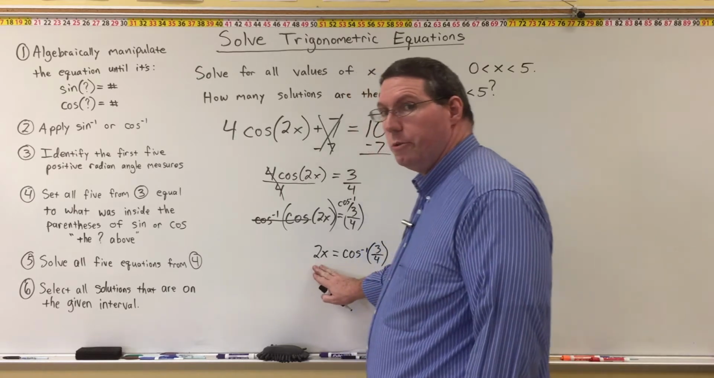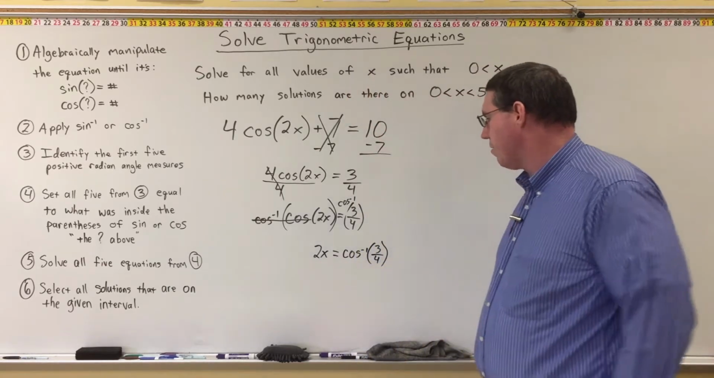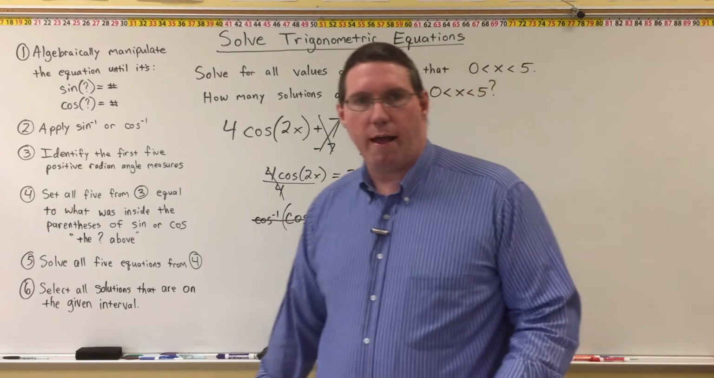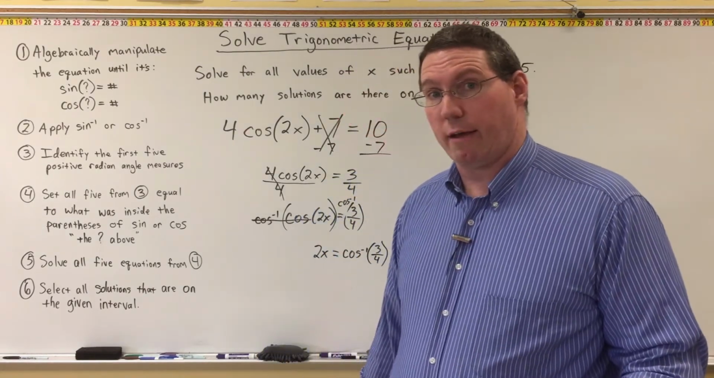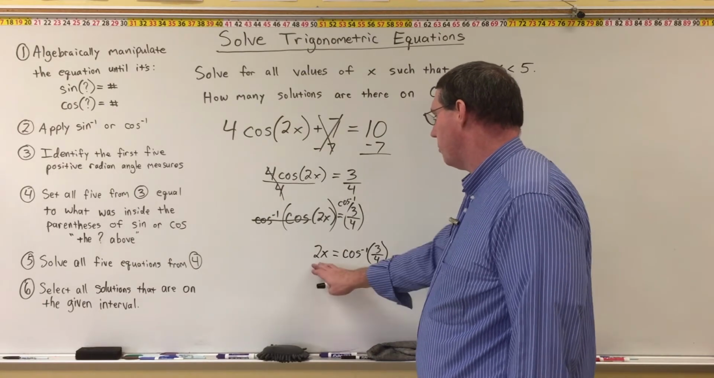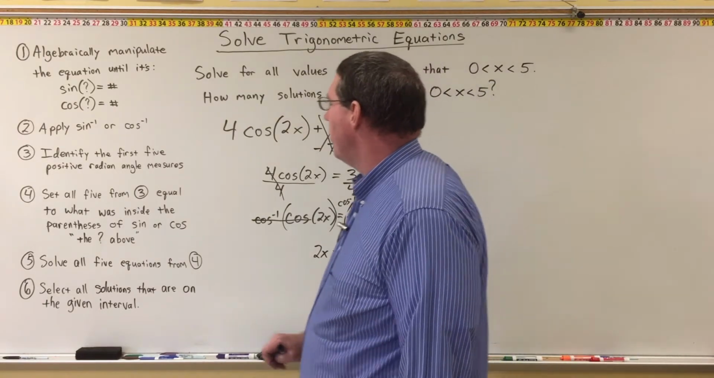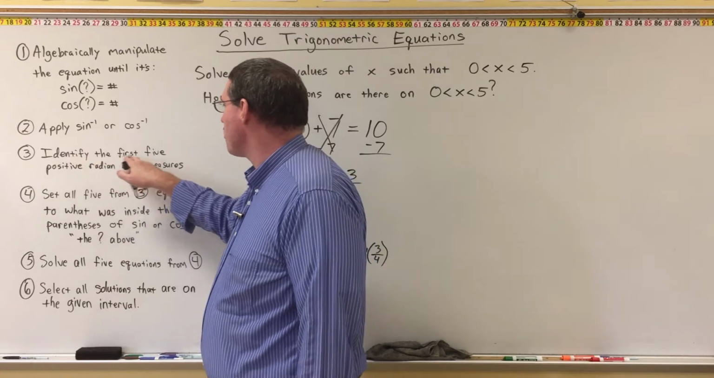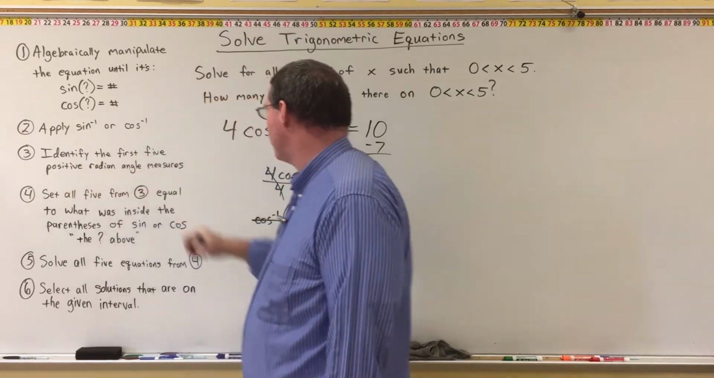Yes, you can divide by 2 over here and you have a solution for x, but that's only one solution for x. You want a bunch of solutions for x. So here's what we're going to do at this point. We're going to leave this 2x alone just for a second, right over here. We're going to come over here and identify the first 5 positive radian angle measures.